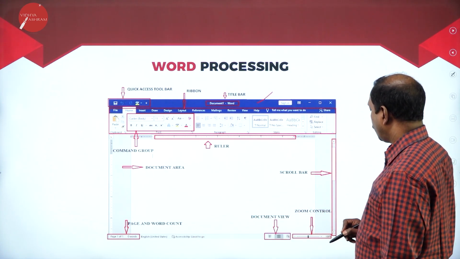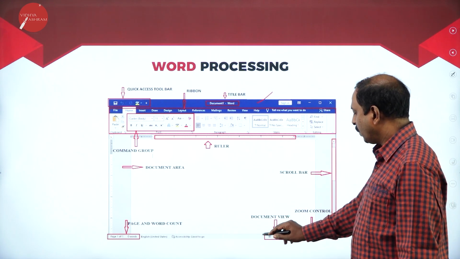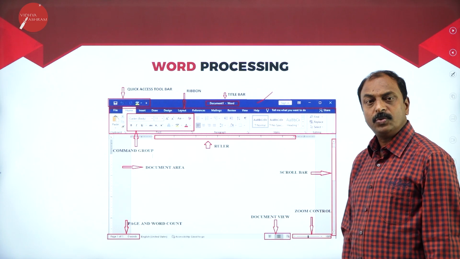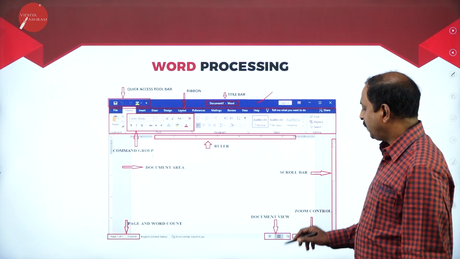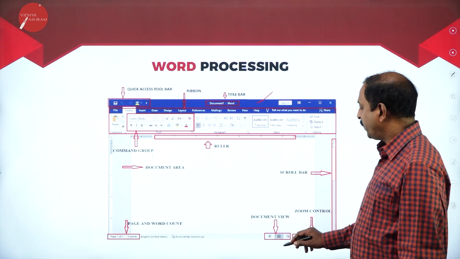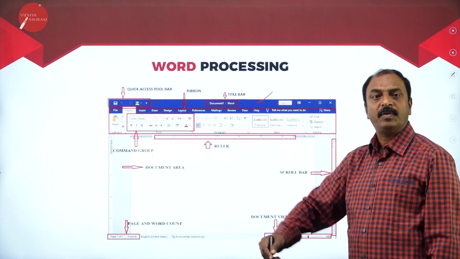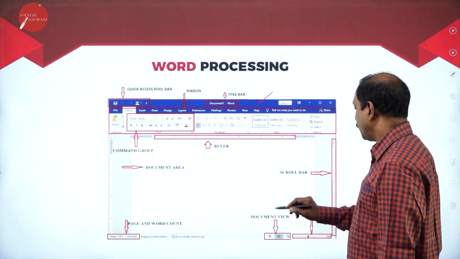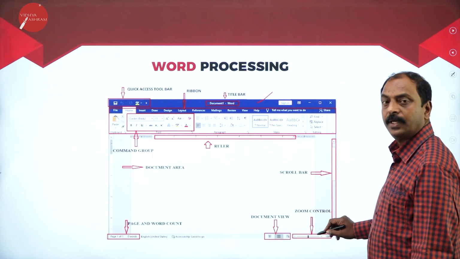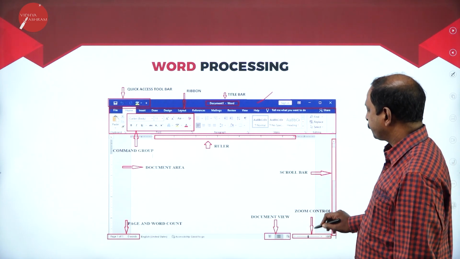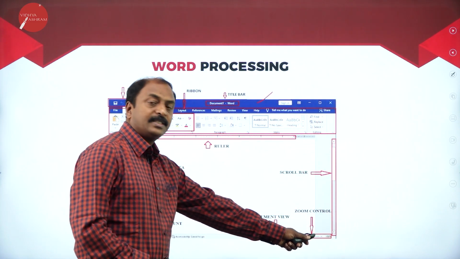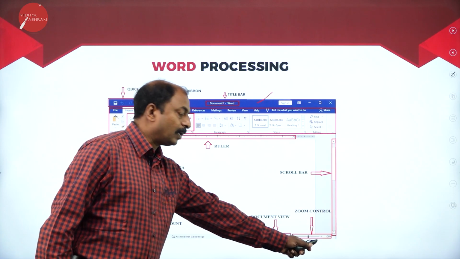So this is the scroll bar, and this is the view of a document. We have different types of views. One is print layout, page view, or web layout view. The same document can be viewed in different ways. That is document view here. And this is your zoom control. With the help of the zoom control, we can increase or decrease the content size with different options.